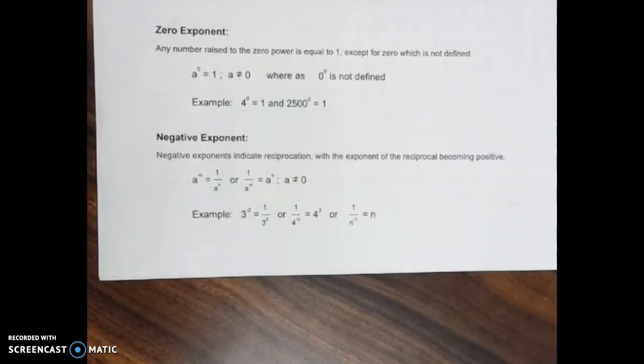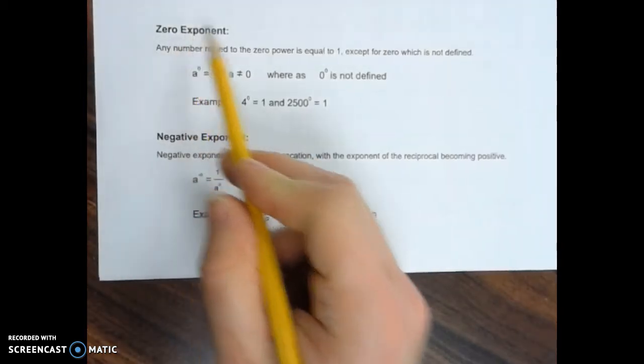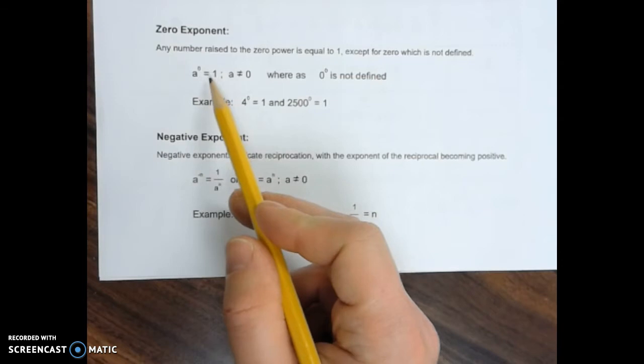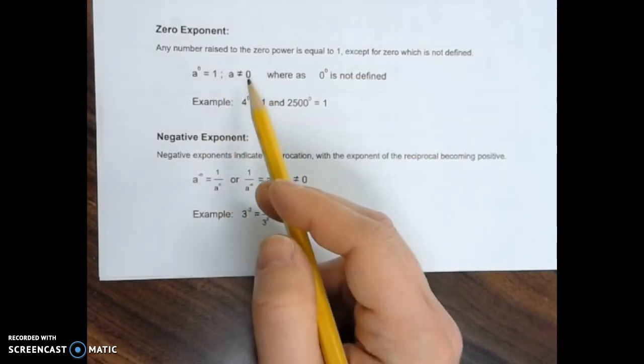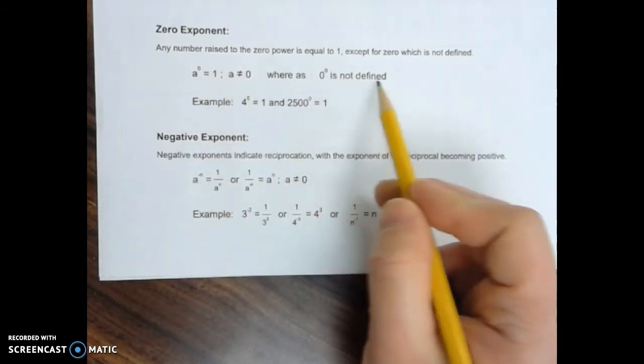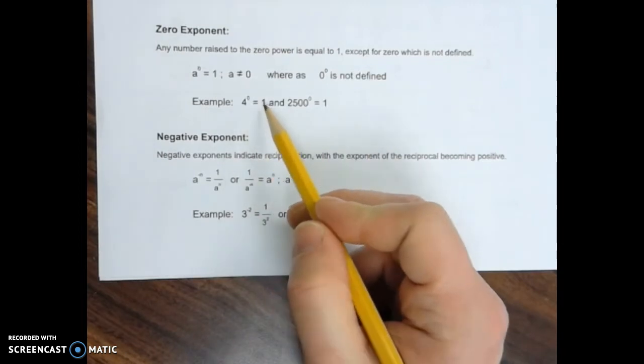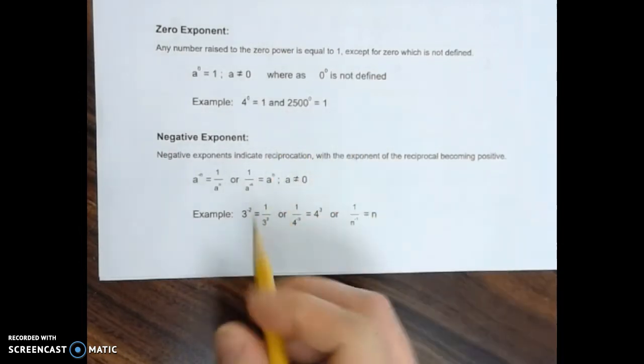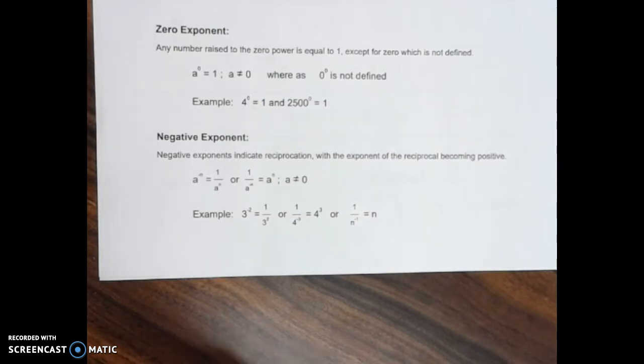The next section just gives some useful rules to remember when dealing with exponents. If I have an exponent of 0, any number raised to the 0 power is going to be equal to 1 unless that number is 0. 0 to the 0 power is undefined. So 4 to the 0 power is 1, 2500 to the 0 power is 1. Any number except for 0 raised to the 0 power is going to be equal to 1.